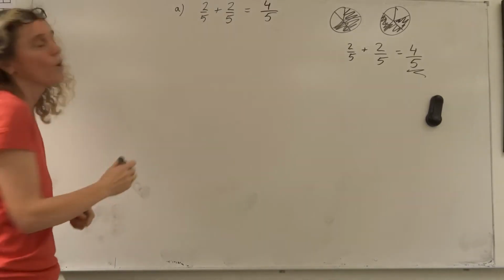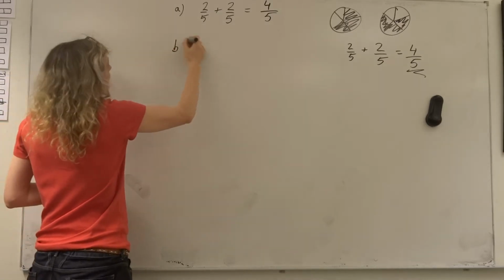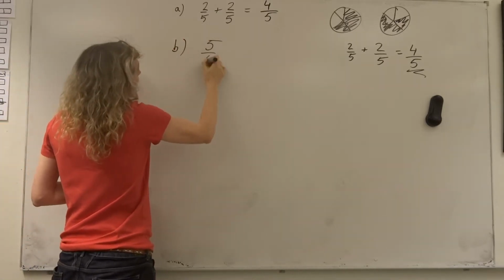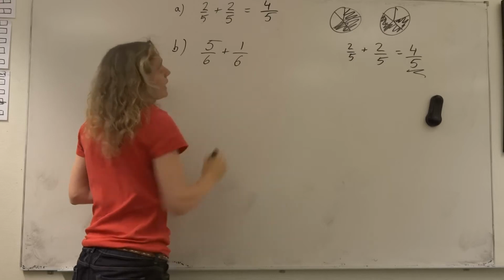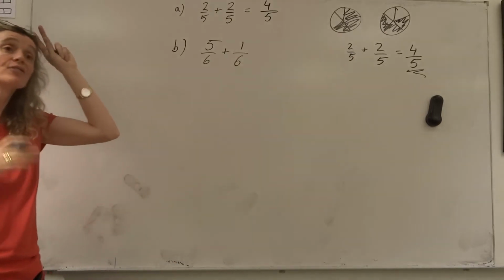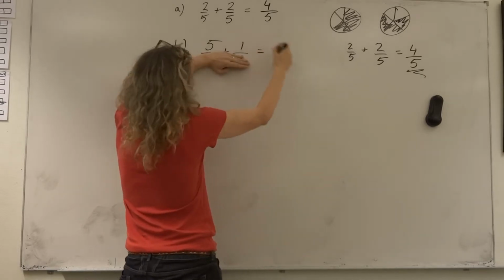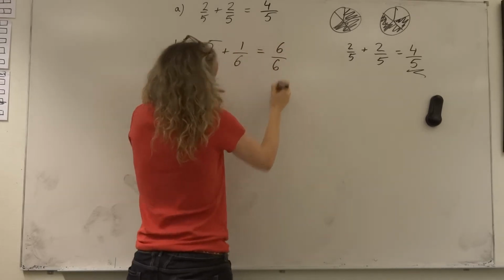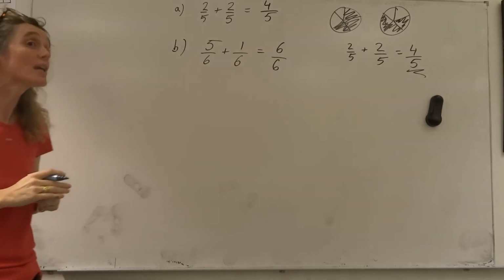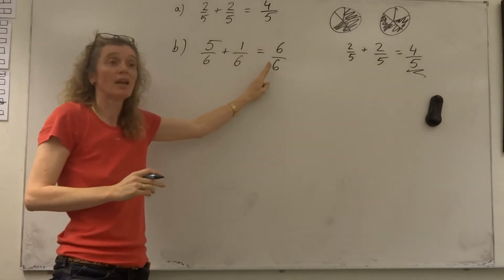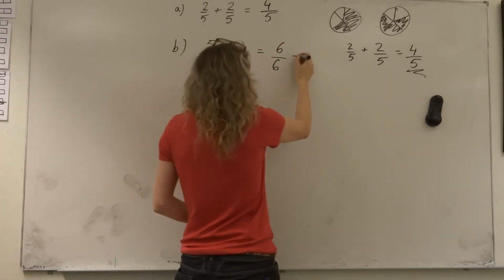Then the next one was to have 5/6 and add 1/6 to it. And it did tell you that you have to simplify. Well, 5/6 and 1/6: 5 plus 1 is 6. The 6 stays the same. We have 6 sixths, which we're not allowed to leave like that, because 6 divided by 6 is, of course, 1.